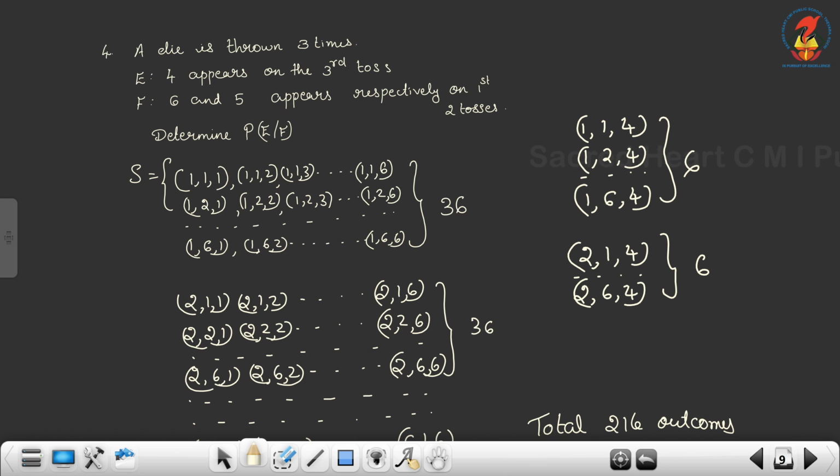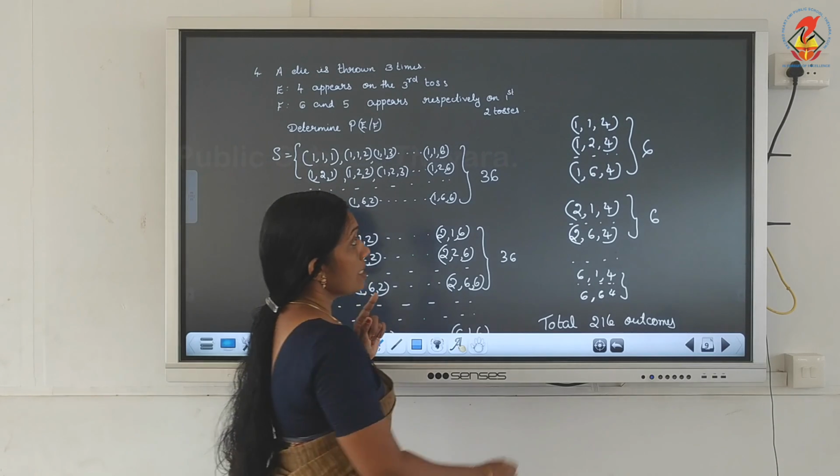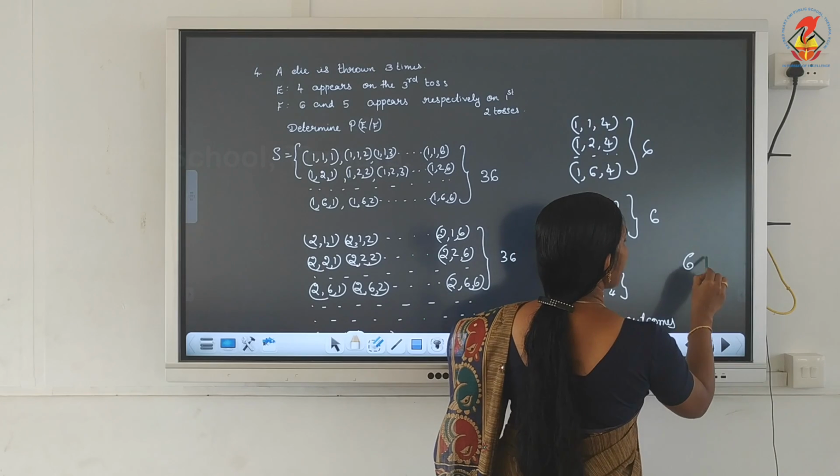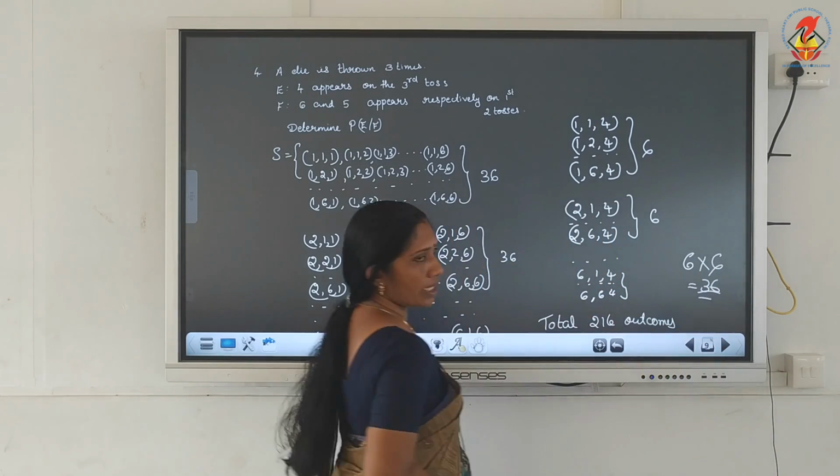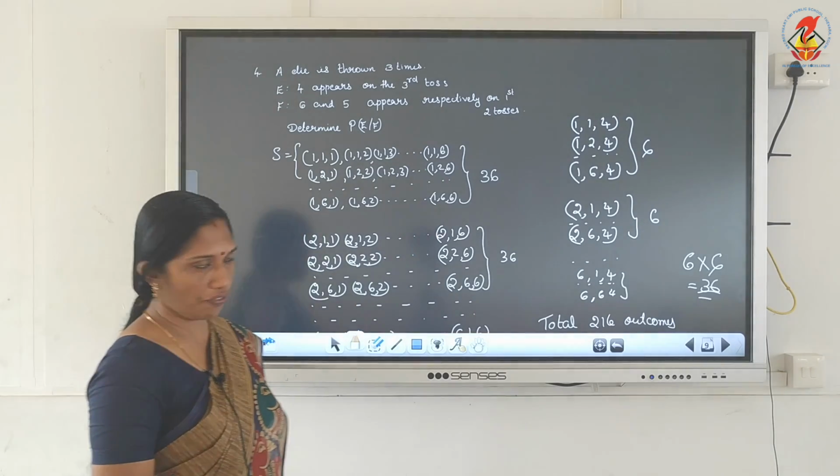Then third starting with 3, 4, 5 and 6. 6, 1, 4, 6, 2, 4, etc. 6, 6, 4. So how many outcomes are there? There are 6 into 6, that is 36. So P of E is 36, but we don't want P of E.